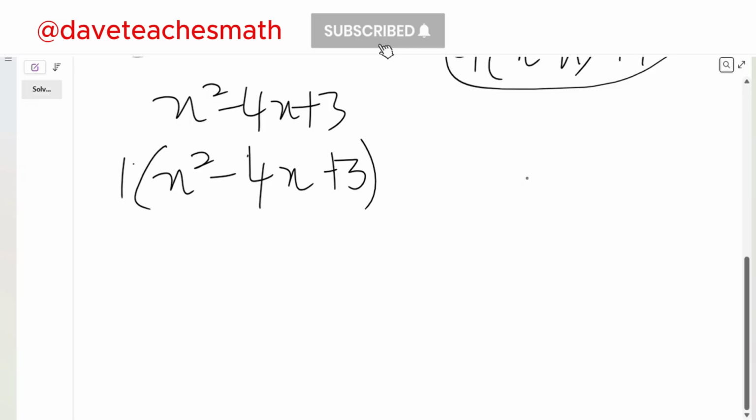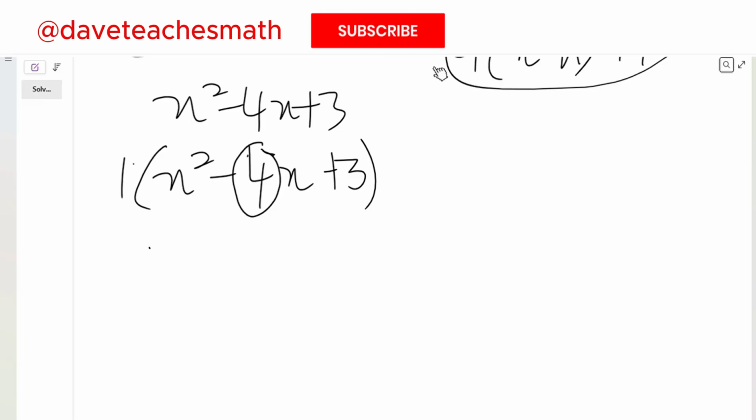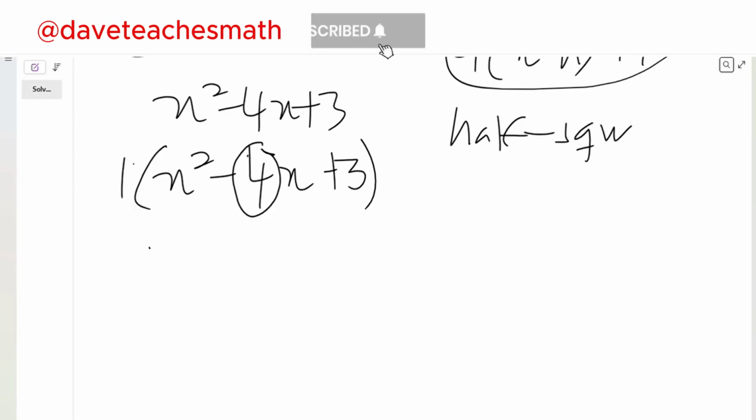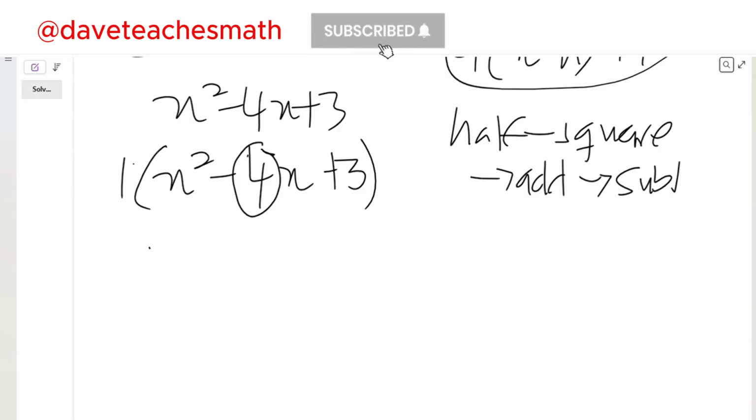We are going to find the half of this number here, and then add the square of it and then subtract the square of it. So we find the half of negative 4, we square it, and then we add and we subtract. So we find the half, we square, we add, and then we subtract. That's the rule that we can follow.